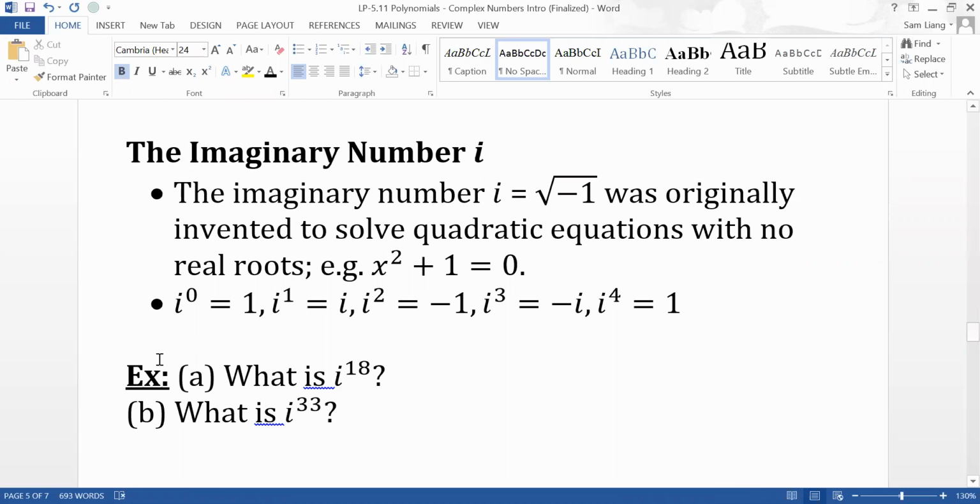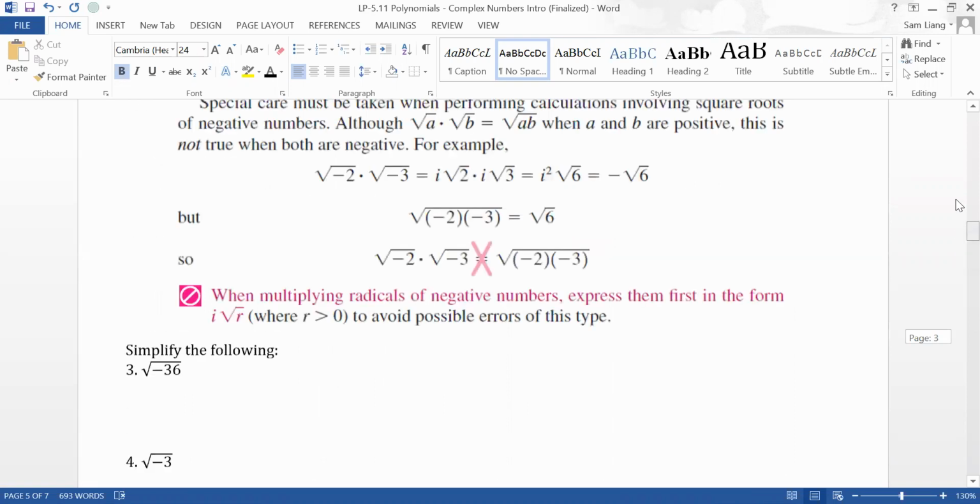But anyways, the next example is what is i to the 18th and i to the 33rd. But before I go on, if you need the notes here, then please pause the video. Otherwise, I will go over this example. Okay, so let me scroll up for the solution.